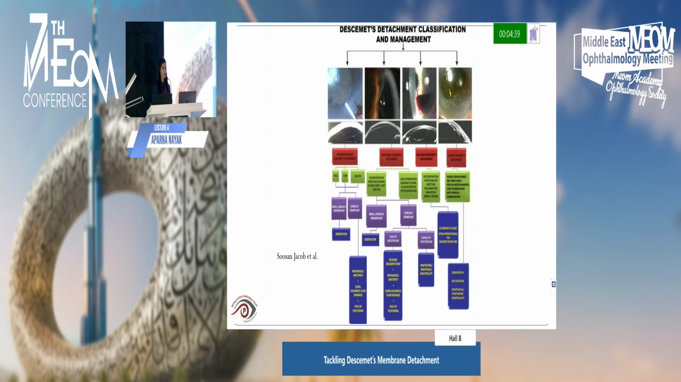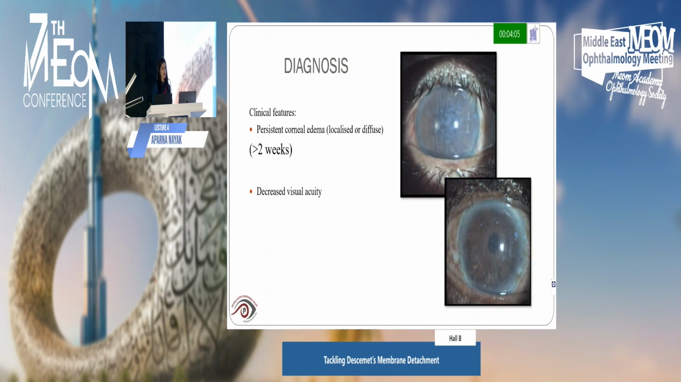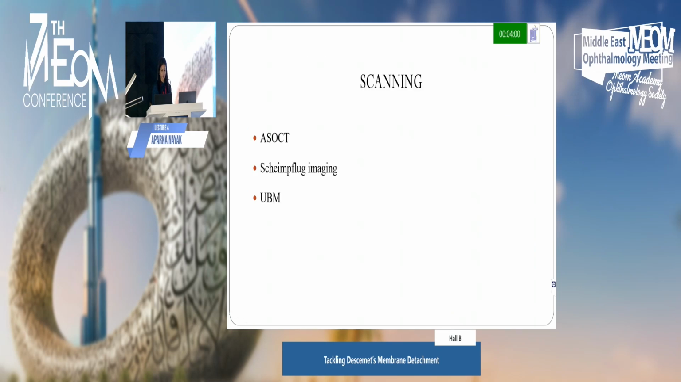There's also another classification by Dr. Susan Jacob et al. She has divided it into types similar to retinal detachment, like the rhegmatogenous, tractional, bullous, and complex detachment. The management algorithm is based on this flowchart. And also we have Dua's classification. He has classified into type 1, 2, and 3, where in type 1 both the PDL and the DM are detached, in type 2 only the DM is detached, and in type 3 both the PDL, pre-Descemet and Descemet membrane, are detached but separate.